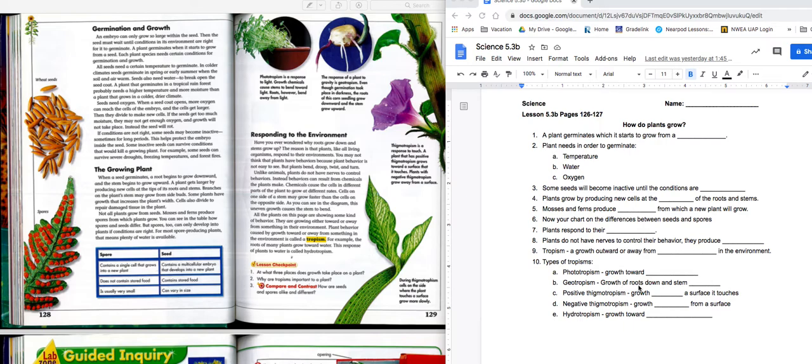So geotropism is the growth of roots down and the stems up. It's a response to gravity, guys, if you want to put that on there. Geo means earth, so it's responding to the earth's gravity.